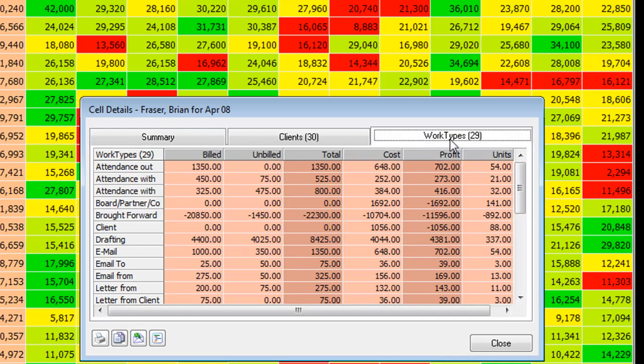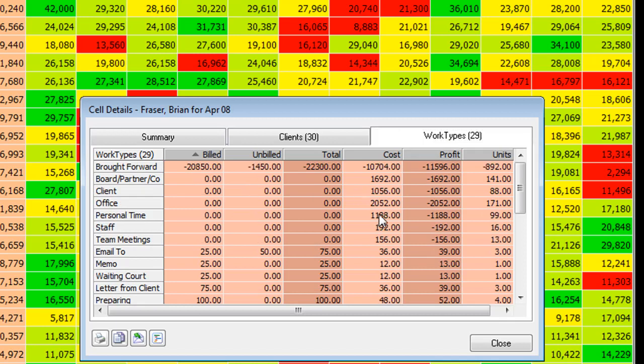So by looking at the various work types, I can identify that there was a lot of time that was spent doing things other than billing. Obviously, this impacted Brian's performance for the month of April fairly dramatically. What actions can we take? Well, that really depends on our firm, but at least we know, and we know within 30 seconds.